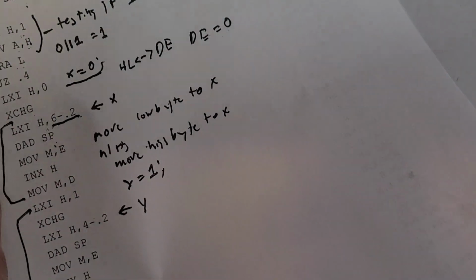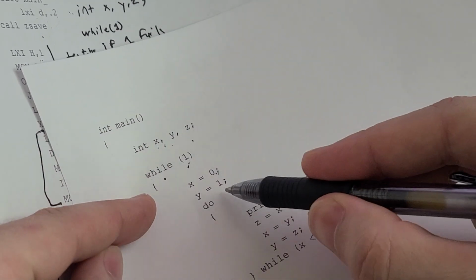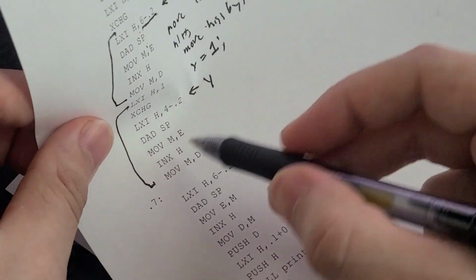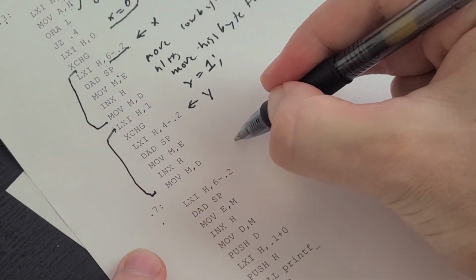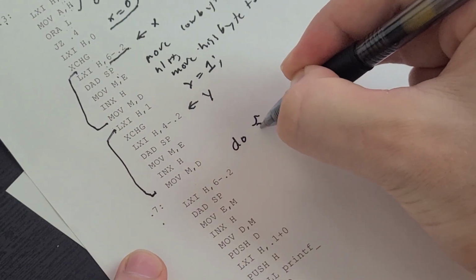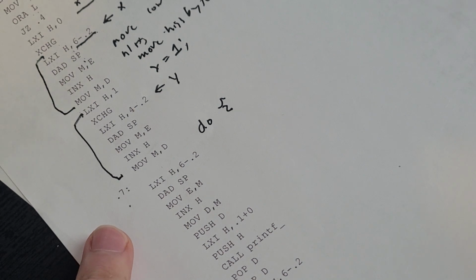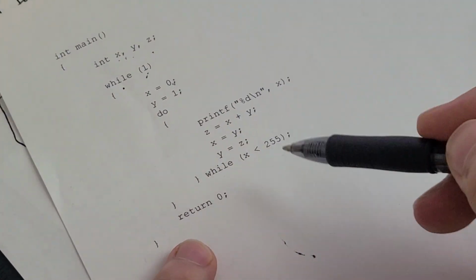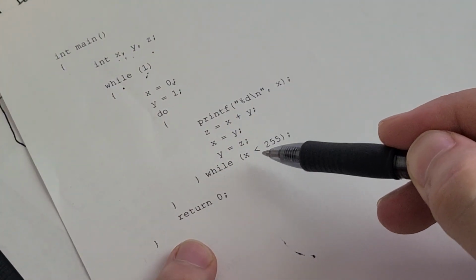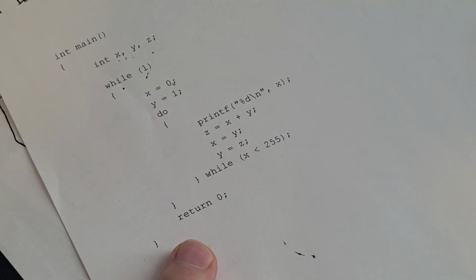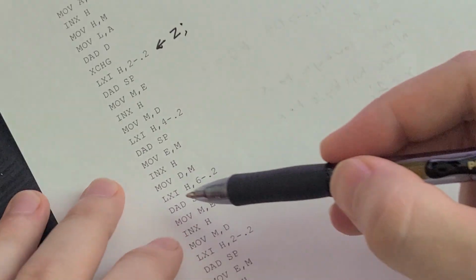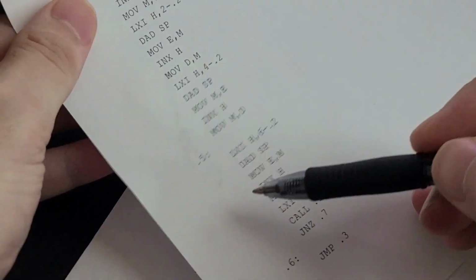Okay, so let's look at our C code. So we have x equals 0, y equals 1, and then we have the start of a do loop. Okay, do while. So here is 0.7. This is safe to assume it is the start of the do. And before we move on, let us solve this do while first. It says do while x is less than 255. So this is all the code inside the do while, everything until we get down to here.